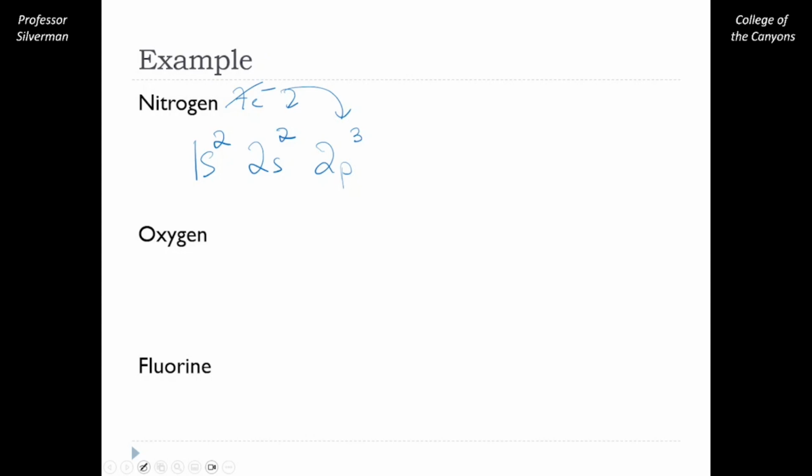If you want to draw the box diagram instead, we have our 1s, our 2s, and our 2p's. The s orbital is just a single box. The p orbitals are 3 boxes. And now we need to draw our electrons. 1s2, 2s2, 2p3. Remember to follow Hund's rules. Let's have our electrons spread out before they have to pair up.